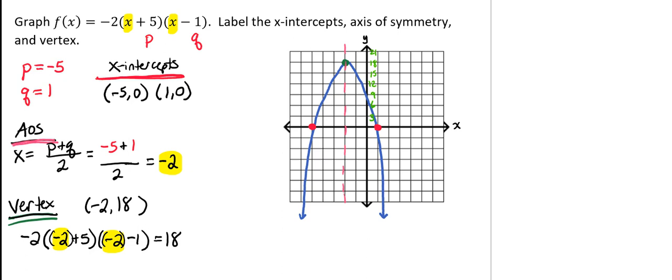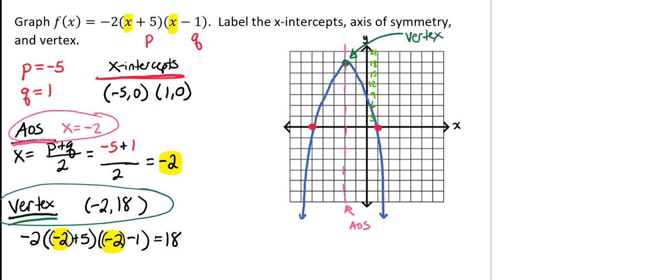Now we just need to label. Right here, we see that we have our vertex. Again, we want to label that on our graph and then make sure that we can find that in our answer as well. Here we have our axis of symmetry, and again, we want to make sure that we've got that there, as well as being able to find that in our answer, -2. And then our x-intercepts. We've got our two x-intercepts on our graph, and we can find them right there as well. And so that is how you graph when you are given your equation in intercept form.